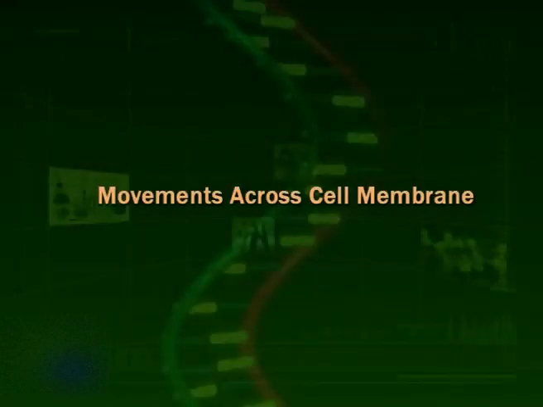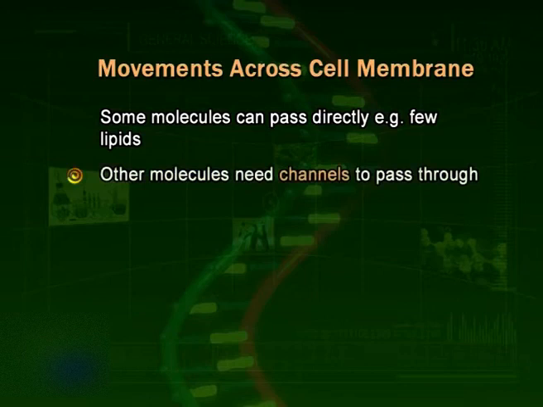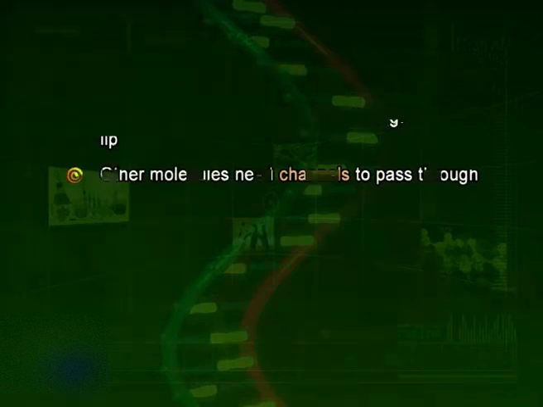Now we talk about the movements across the cell membrane. This is very important, actually one of the most important features of the cell membrane, that it is semi-permeable. It allows certain molecules to pass, it does not allow other molecules to pass, and also, very technically, it separates the internal and external environments.